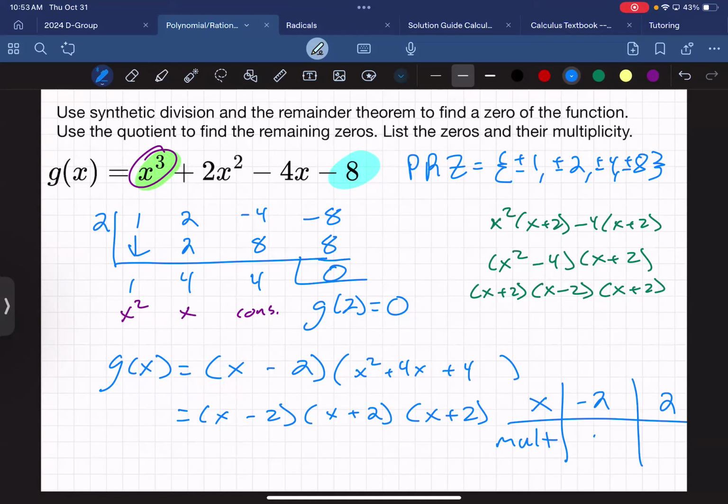And the multiplicity for the negative 2 is 2 factors, right? And then the multiplicity of the positive 2 is only 1 factor. But again, make sure you see here 2 plus 1 goes back to our degree of 3. So we're good.